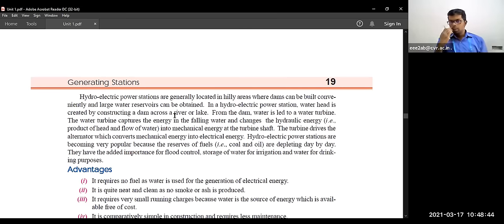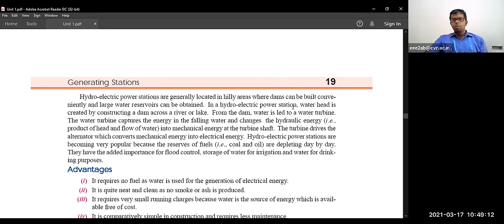Or otherwise, sometimes they will dig more and construct the dam in some hilly areas at the top. Why? Because a dam can be built conveniently and large water reservoirs can be obtained. So you can also store a large amount of water.